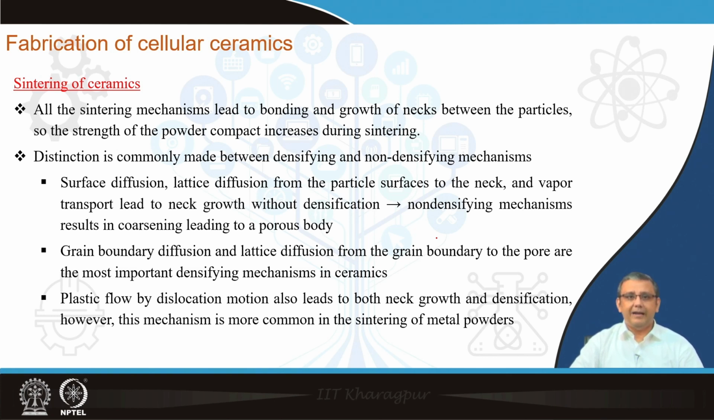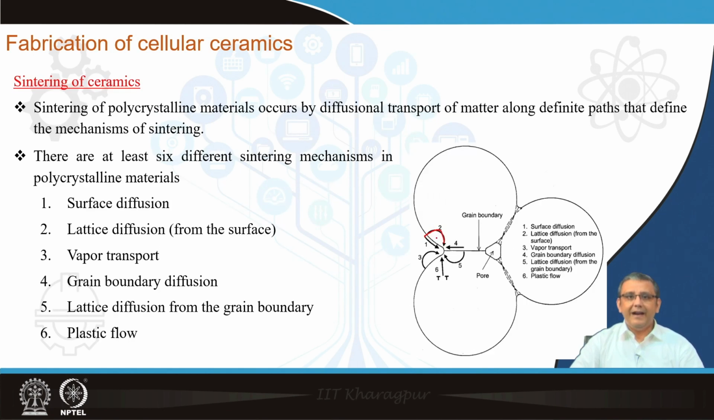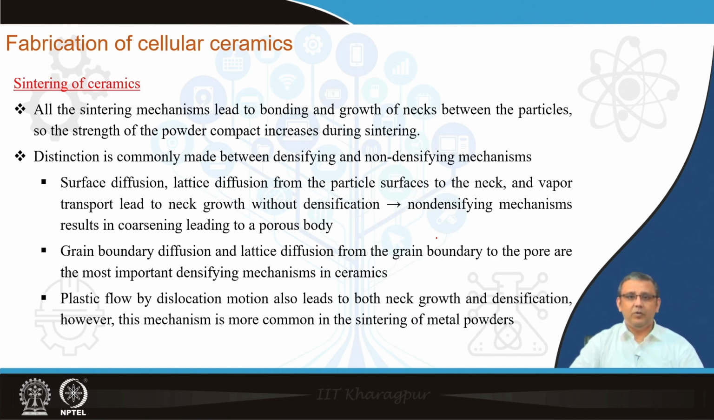Whereas, in case of mechanisms 4 and 5, that is the grain boundary diffusion and lattice diffusion, it leads to both neck growth and densification. That means these 2 processes are very important for the reduction of the porosity, and all the processes lead to the growth of the neck region. And the final, the 6th process, that is the plastic flow, is more common for metallic materials, where plastic flow leads to more densification by movement of dislocations.